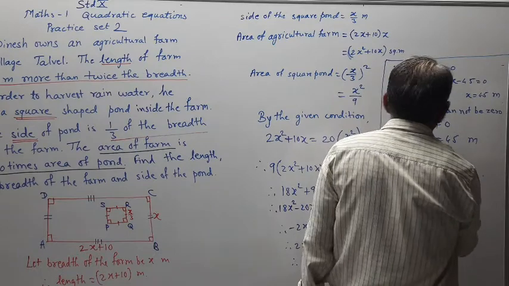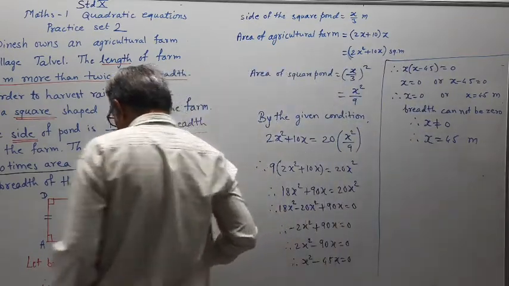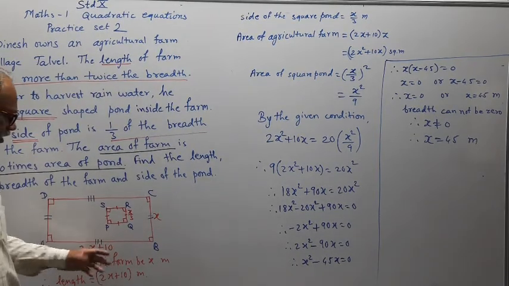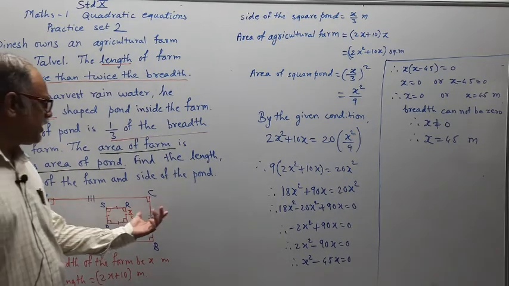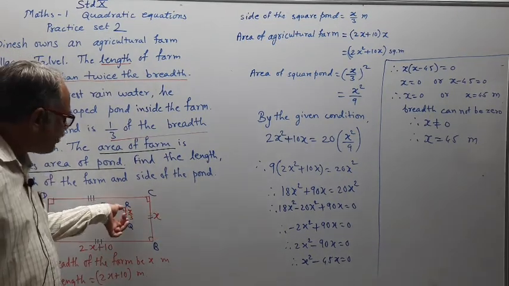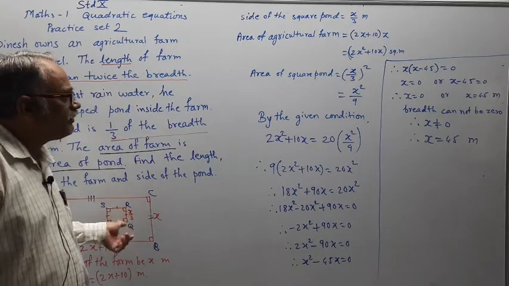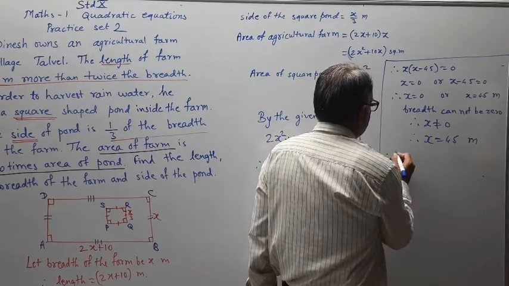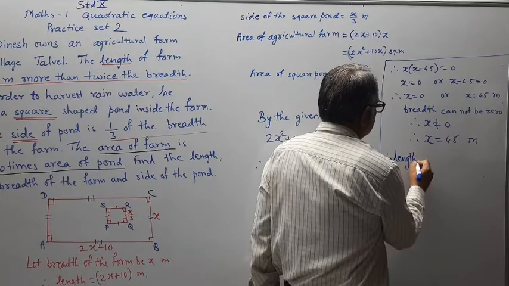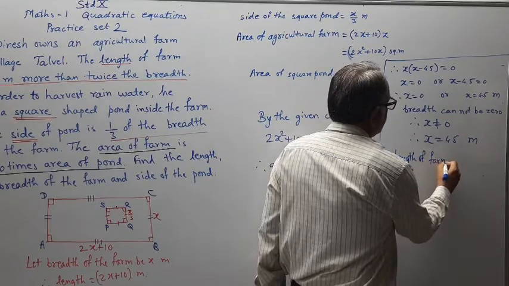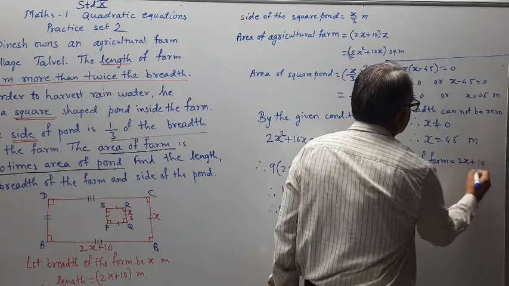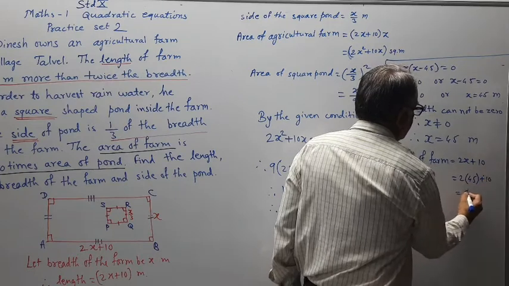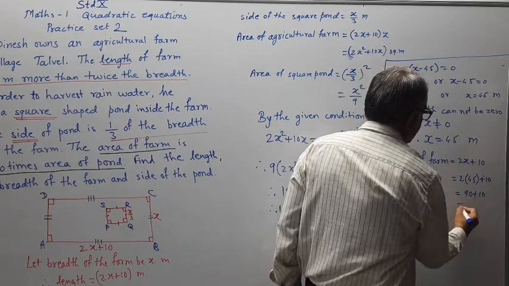And using this x as 45 meter, we have to find three things. Length of the rectangular farm 2x plus 10, 2 into 45 plus 10, 90 plus 10, 100 meter. Breadth is 45 meter. And side of the pond x upon 3, 45 upon 3, 15 meter. All those things I will write now, last part. Therefore, length of farm equals 2x plus 10, 2 into 45 plus 10, 90 plus 10, 100 meter.